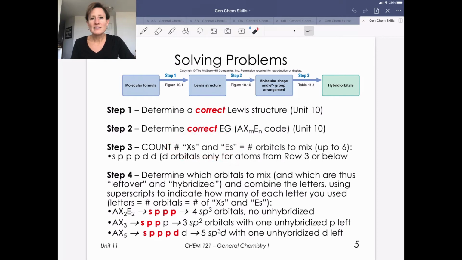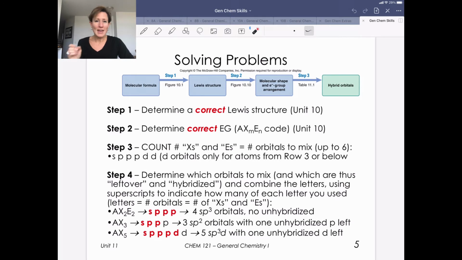All right, so once you've determined what the code is, you literally just need to count the number of X's and E's that you have. So in essence, it's whatever that M and the N value are. That's going to tell you the number of atomic orbitals that you're going to need to mix, up to 6. And here's why it's 6.